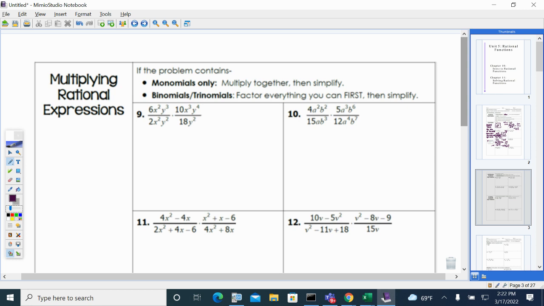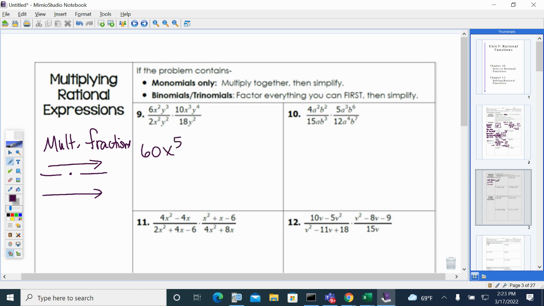So the way that we multiply fractions is if you've got two fractions, you just multiply across the top, multiply across the bottom. So the top for this one, 6 times 10 is 60. X to the add your exponents, y to the add your exponents, over 2 times 18 is going to be 36. X to the second, y to the fourth, because again, you're adding those exponents.